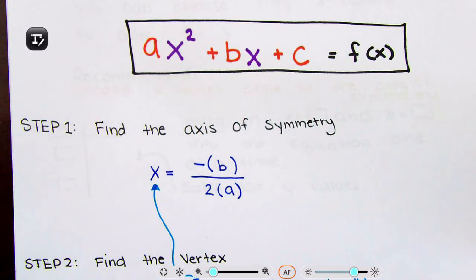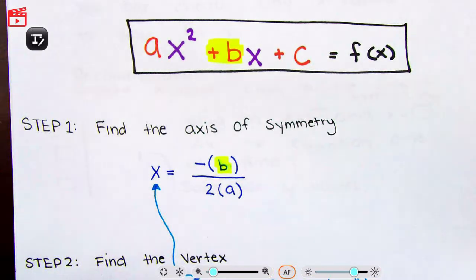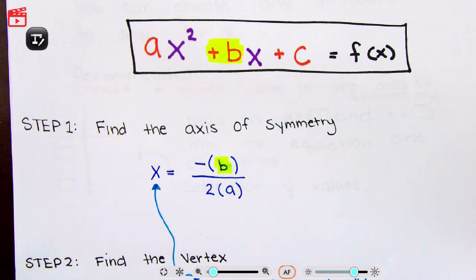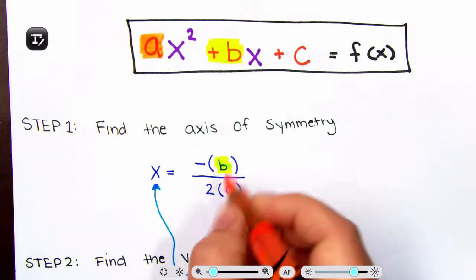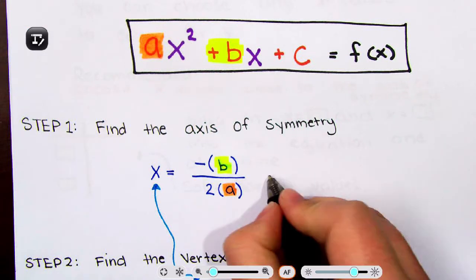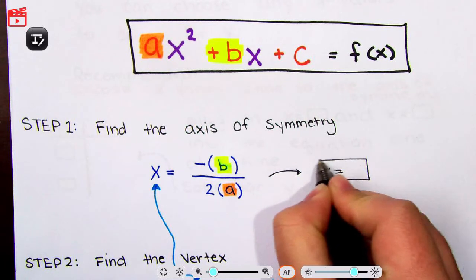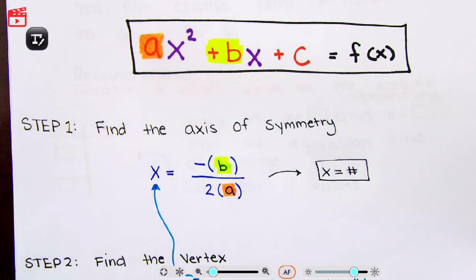Step number one, we're going to find the axis of symmetry. So what you're going to do is take your b value here with the symbol, and place it inside the parentheses with a negative on the outside. You're going to then take your a value, which is here, again with the symbol if it is negative, and multiply that number by 2. That's going to give you an x value. You're going to end up with something like this: x equals a number. This is your axis of symmetry.